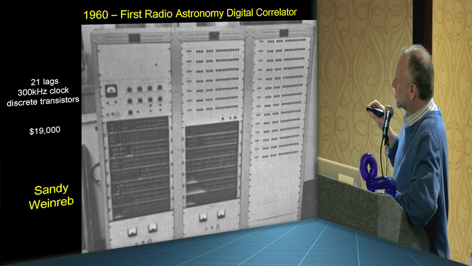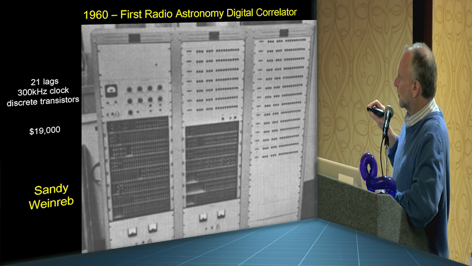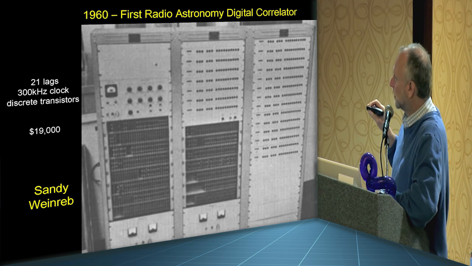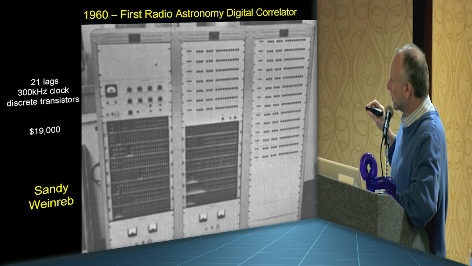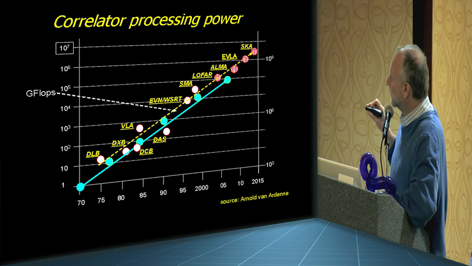This is the very first digital correlator, built in 1960. It had 21 frequency channels. The clock frequency was 300 kilohertz. And the correlating processing power has been going up with a nice kind of Moore's law. This is a log axis.